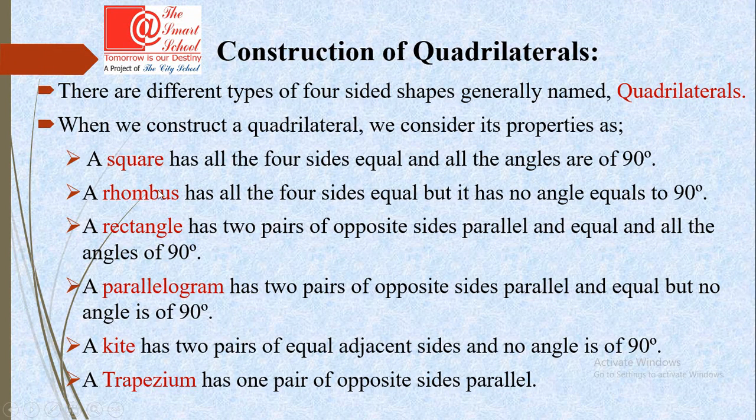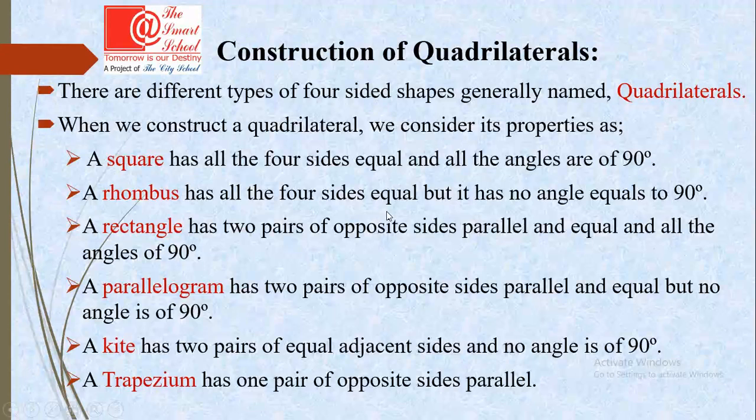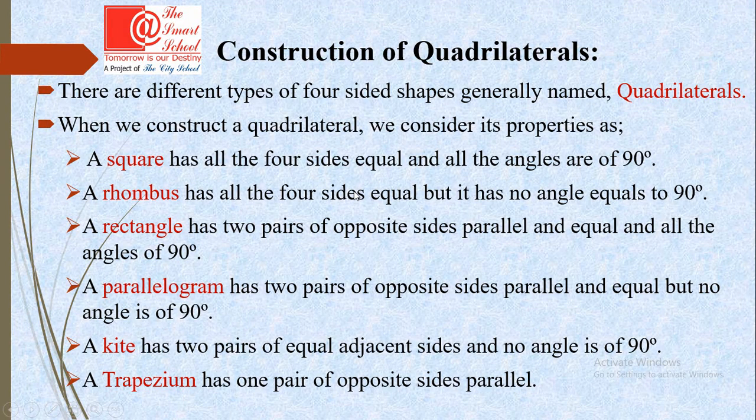So now a rhombus has all the four sides equal, but it has no angle equal to 90 degree. One more point about rhombus, that their diagonals cross each other at 90 degree angle. A rectangle has two pairs of opposite sides, parallel and equal, and all the angles of 90 degree. A parallelogram has two pairs of opposite sides, parallel and equal, but no angle is of 90 degree. A kite has two pairs of equal adjacent sides and no angle is of 90 degree, and its diagonals are also crossing each other at 90 degree angle. A trapezium has one pair of opposite sides, parallel.